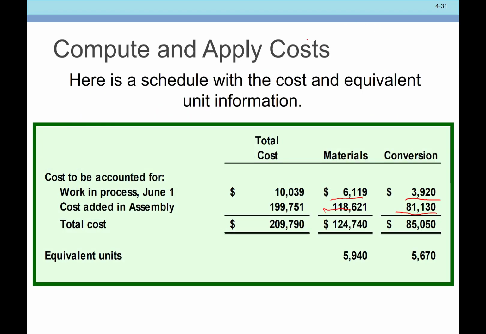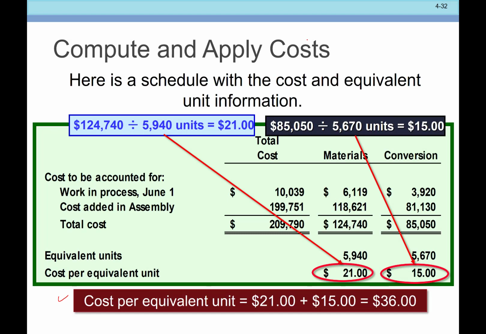Okay, so we go ahead and we gather up our materials costs, both those in the beginning, those added. We do the same thing for conversion. We have the equivalent units. We simply divide, and that gives us the cost per equivalent unit for materials, 21 here, and the cost per equivalent unit for conversion costs, our overhead and our labor, 15. You rarely would use this number. This number down here, the total, is something that is an exam question item.